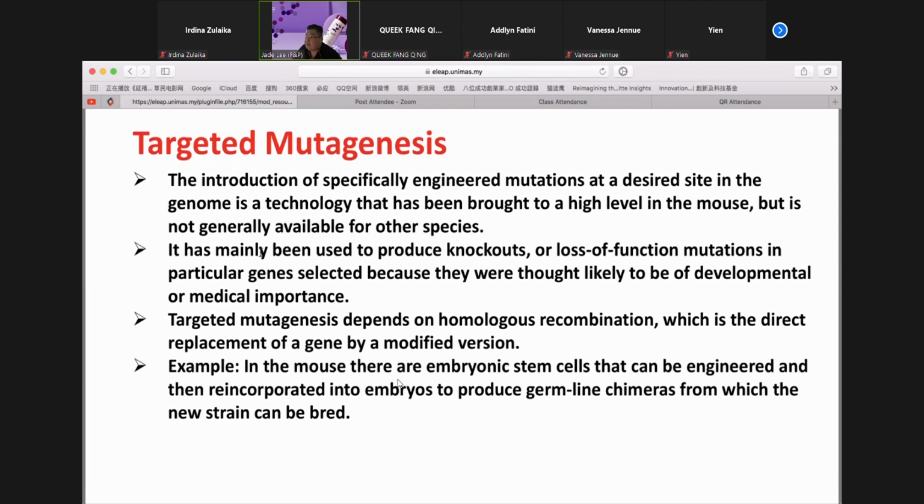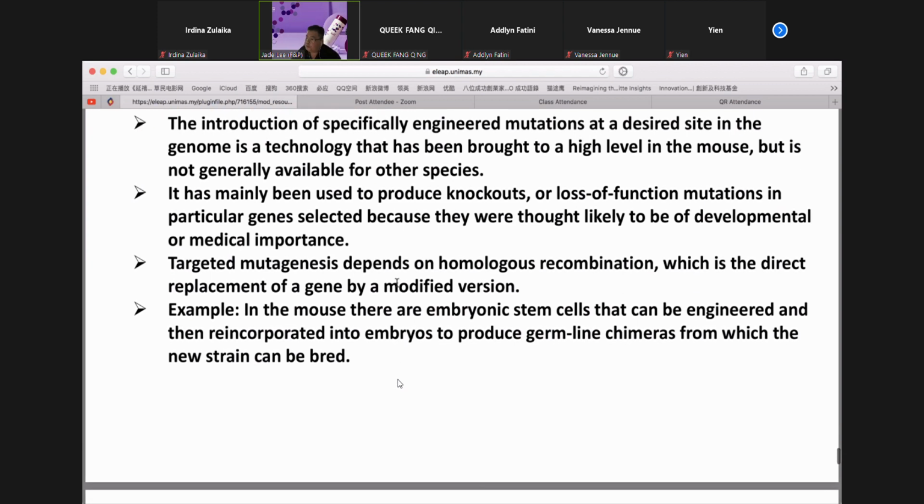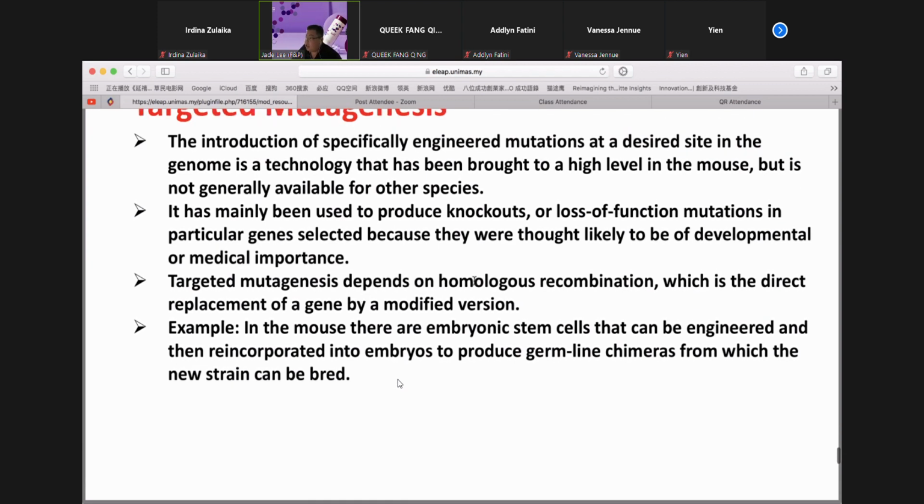Okay, so it has mainly been used to produce knockout or loss of function mutations in particular genes selected because they were thought likely to be of developmental or medical importance. Yang hanya ada medical ataupun developmental punya importance tu baru kita select gene itu. And the targeted mutagenesis depends on homologous recombination, which is the direct replacement of the genes with modified versions. So for example, in the mouse, there are embryonic stem cells that can be engineered and then incorporated into the mouse to produce germline chimeras from which the new strain can be bred.